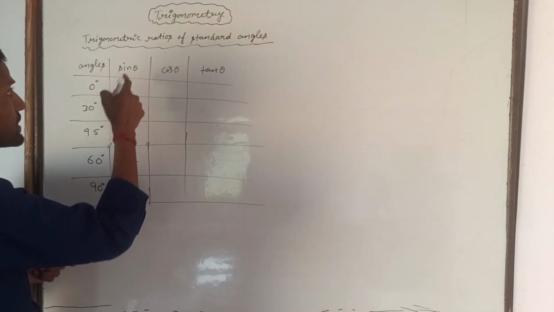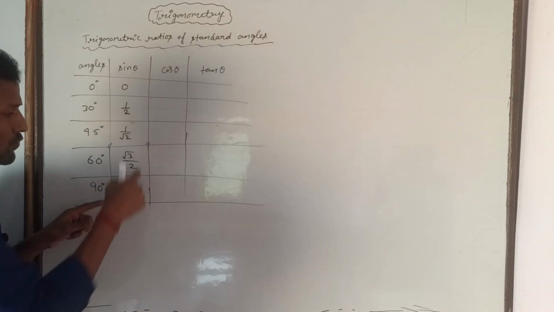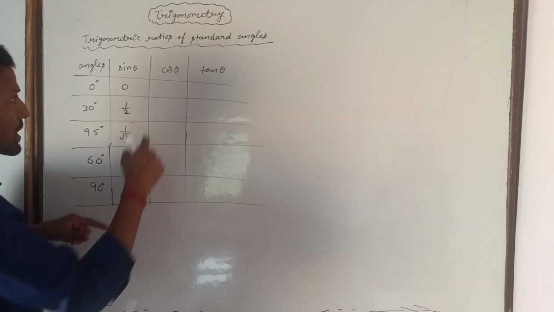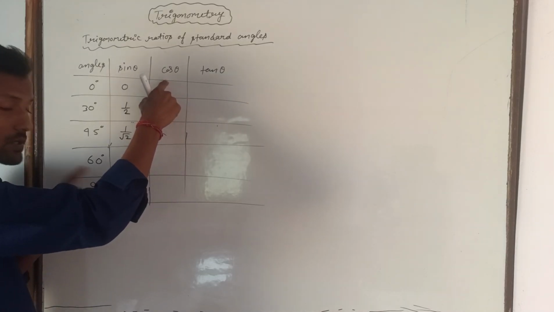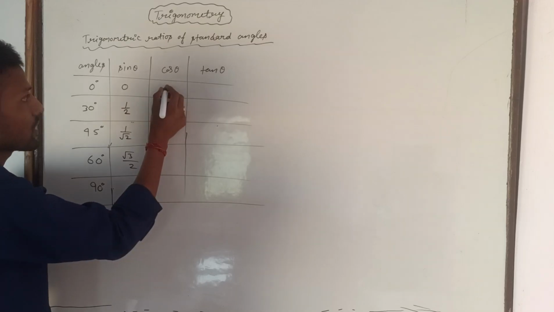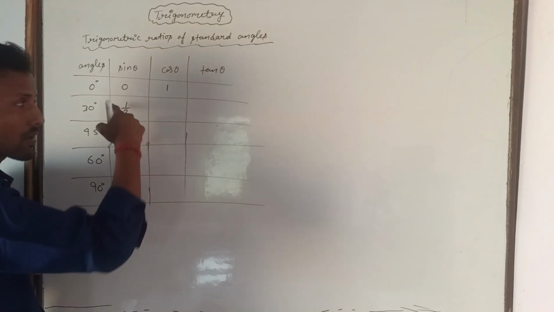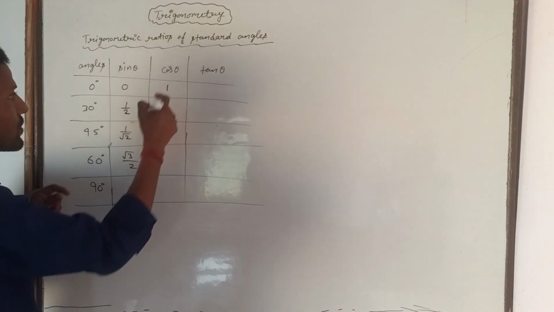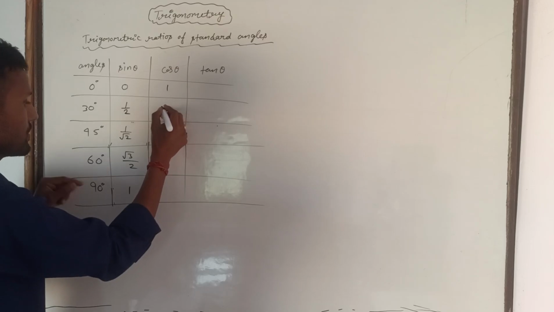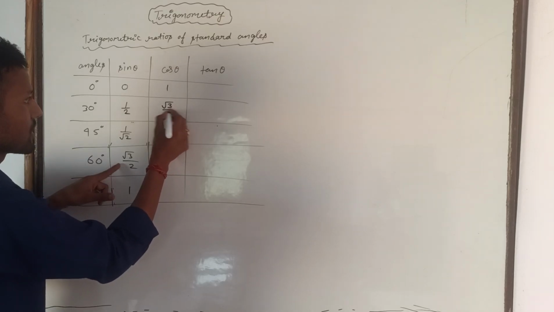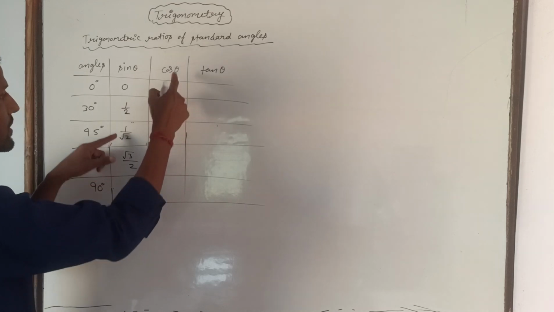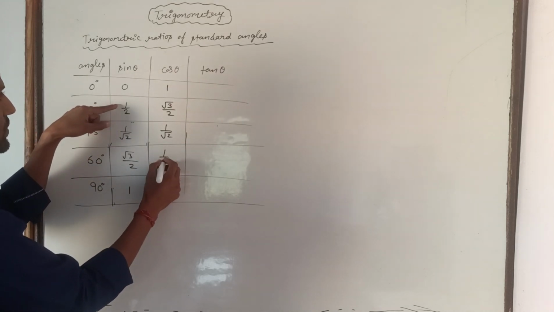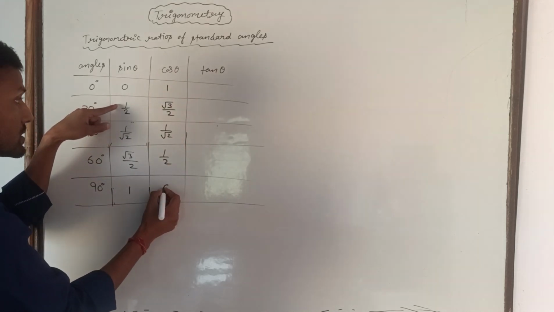Okay, in sin theta we start from 0 to 1, and in cos theta we start from 1 to 0. Reverse the order. Now cos 0 will be 1, cos 30 will be root 3 by 2, cos 45 is 1 by root 2, cos 60 is 1 by 2, and cos 90 will be 0.